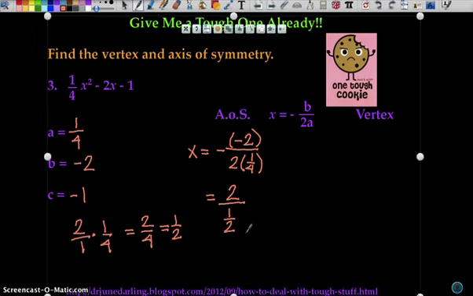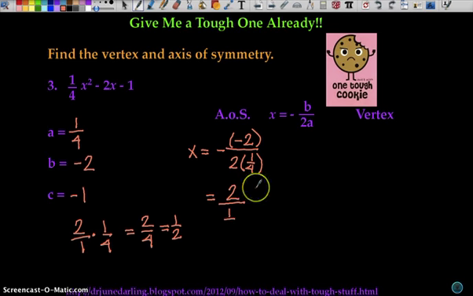Well, now you're thinking, oh my gosh, how in the world do I do this? What do I do? I have to divide by a fraction. That was you having a panic attack, by the way.